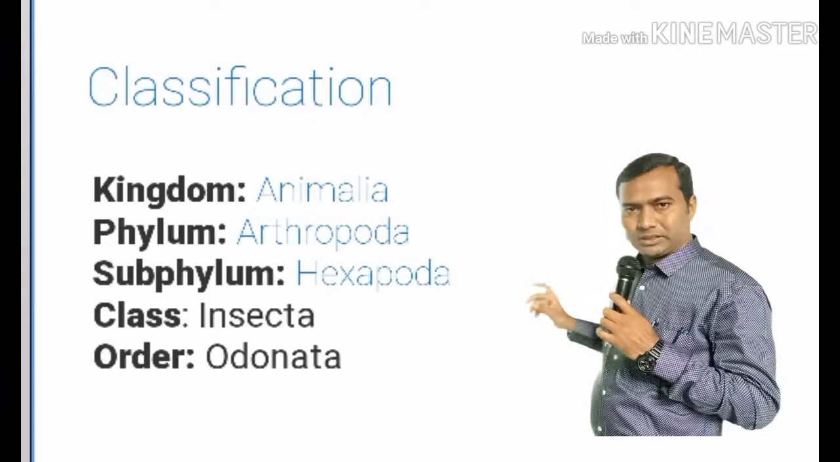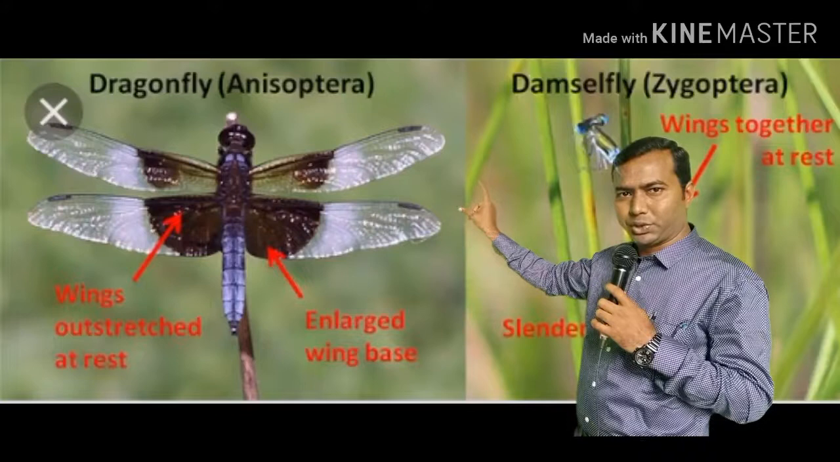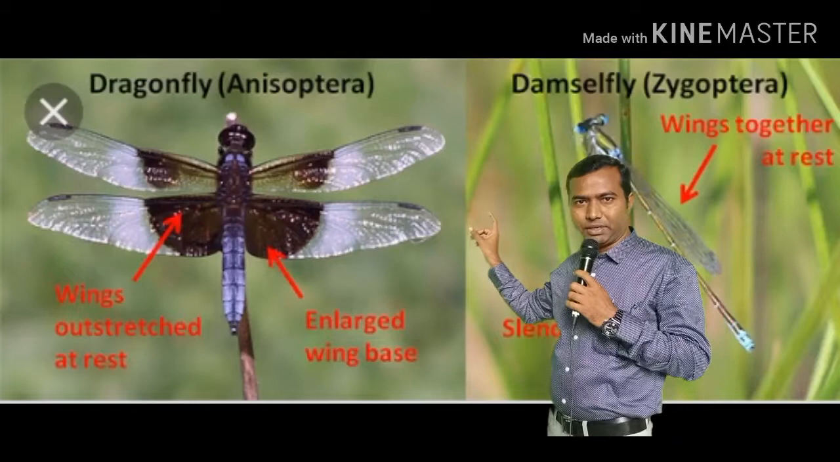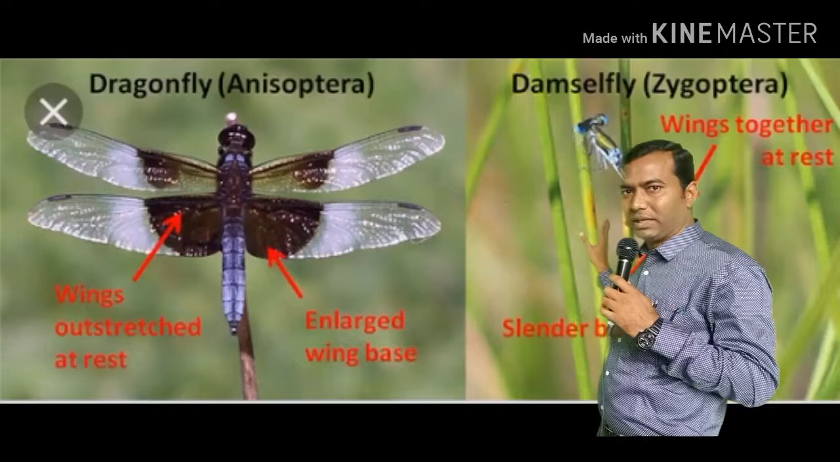Next, we will see the basic differences between dragonflies and damselflies. Dragonflies are stout, with extra fatty tissue, and damselflies are slender. Another difference is the wing position while sitting: dragonflies spread their wings, but damselflies hold their wings along their body.